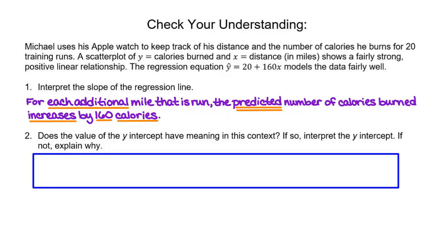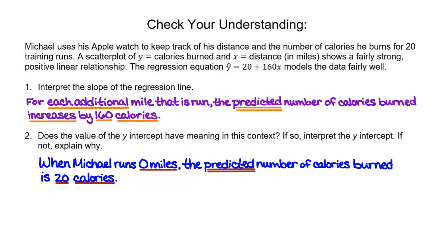When he's at rest, or when he has run 0 miles, he's burned 20 calories? Super close. What can these lines do? What's the only thing these lines can do? Predict. So it's predicted that he burns 20 calories when Michael runs 0 miles, or you could say when he is at rest, I would accept that, because he's not running if he's at rest. The predicted number of calories burned is 20 calories.